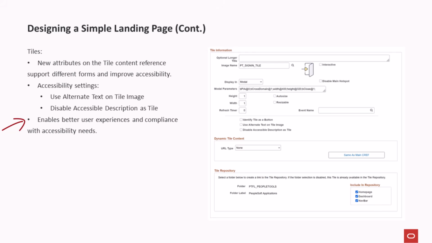These new attributes make it easier to tailor tile behavior and appearance while maintaining strong accessibility standards. You can also specify style classes applicable at the tile level using the PS Style Classes attribute.